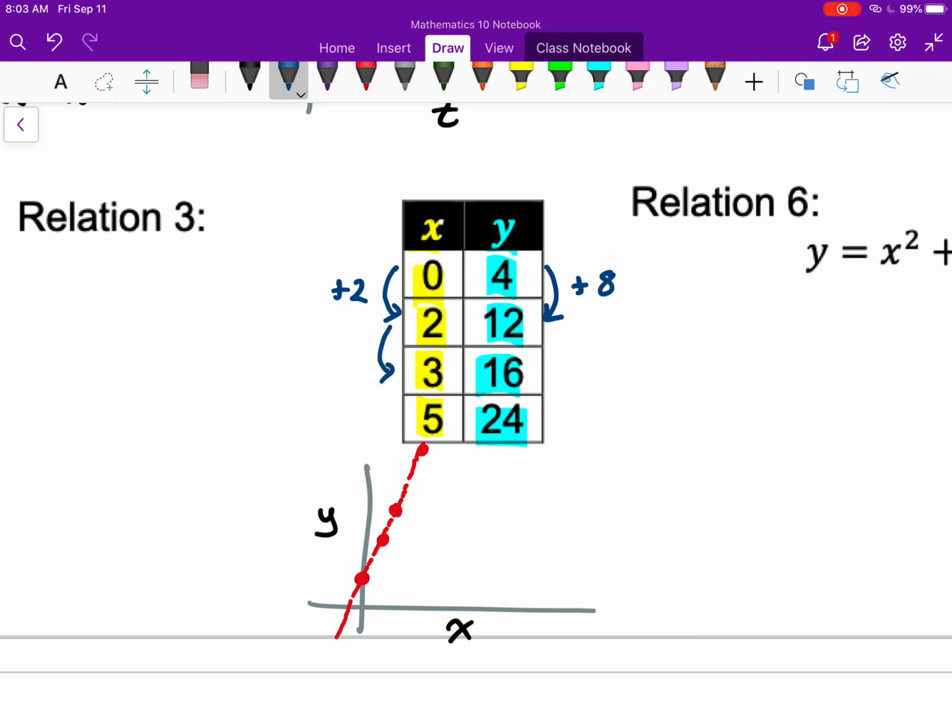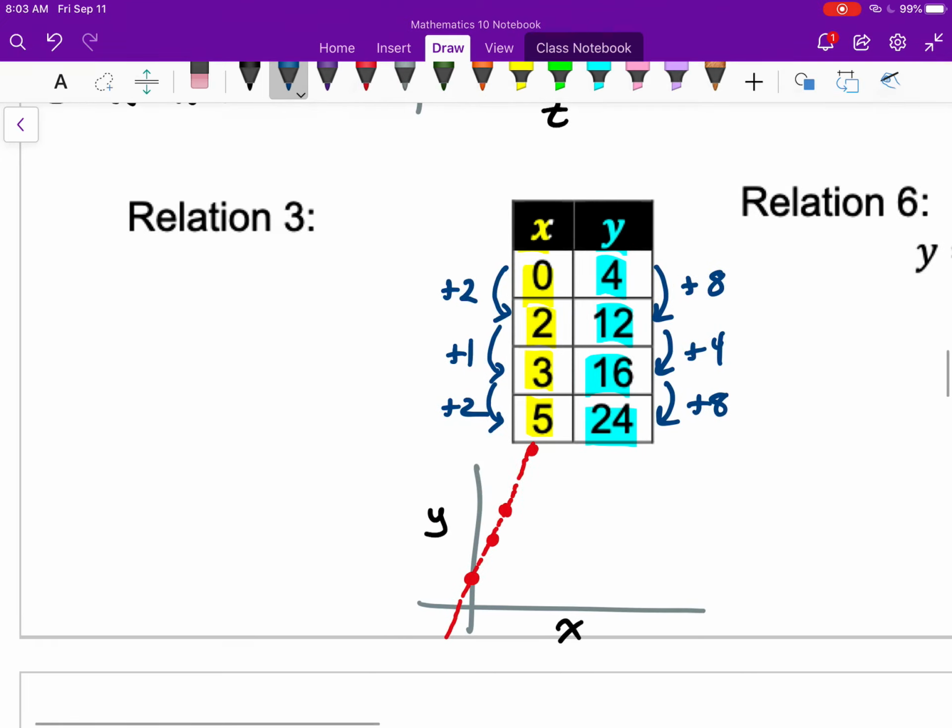Notice the next step, though. The x goes up by 1, which is half as much as x went up before. And the y goes up by 4, which is half as much as it went up by before. So even though they're different numbers, it's the same rate. And then again, as you go from 3 to 5, the x goes up by 2, and the y goes up by 8 again. So I can see that even though the x is not always going up by the same amount, it's going up by the same rate. In this case, every time x goes up by 1, y goes up by 4. And so I can see from that this is definitely linear.